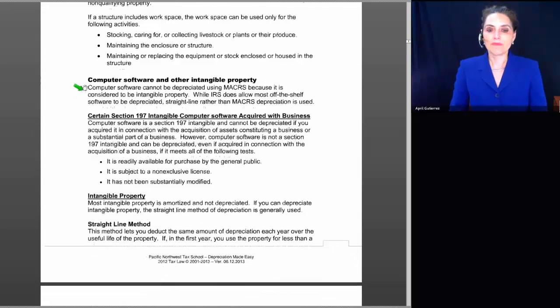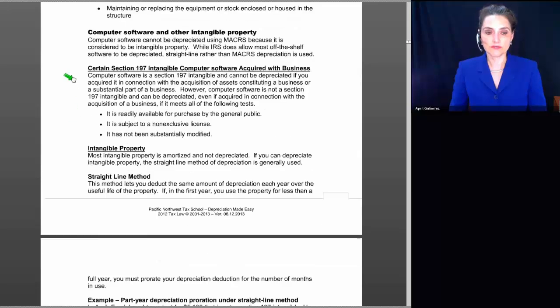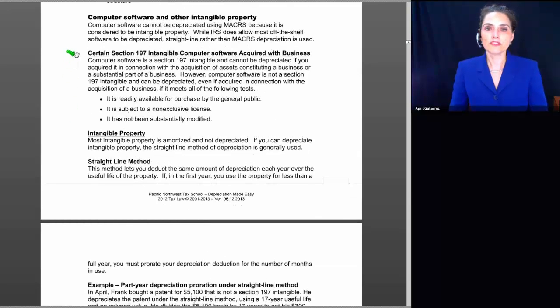Computer software cannot be depreciated using MACRS because it is considered to be an intangible asset. While IRS does allow most off-the-shelf software to be depreciated, straight line rather than MACRS depreciation is used. Certain Section 197 intangible computer software that is acquired with a business. This is a heading for a topic that is going to explain the difference between off-the-shelf computer software and other types of software that cannot be depreciated.